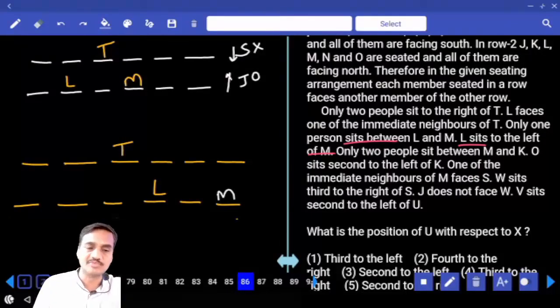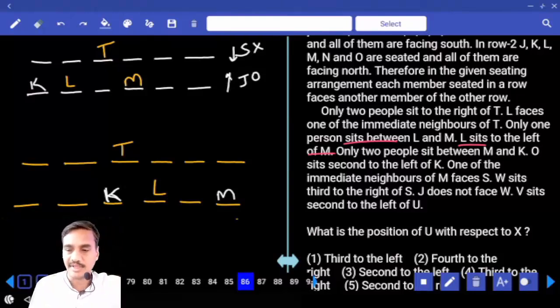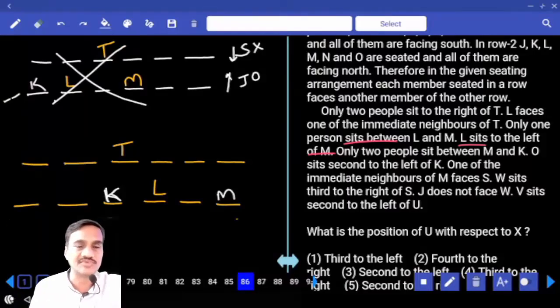And next one, 2 people between M and K. Between M and K, there must be exactly 2 people. Here there are 2 people between M and K. And O sits second to the left of K. In the first case, second to the left of K is not possible because K himself is at the left extreme. And O sits second to the left of K, second case.